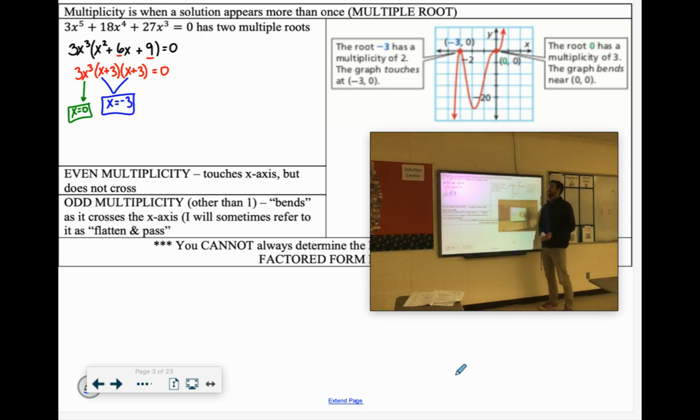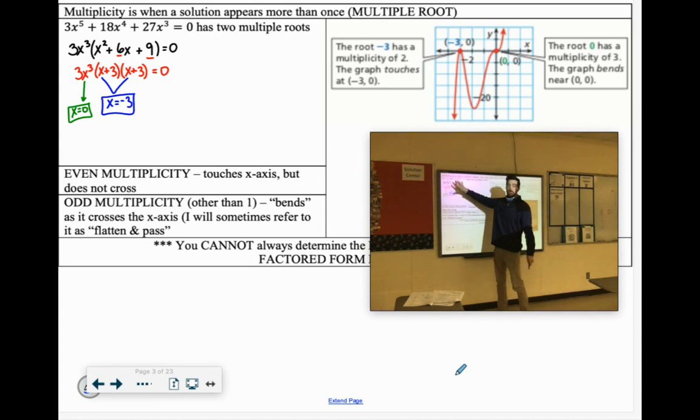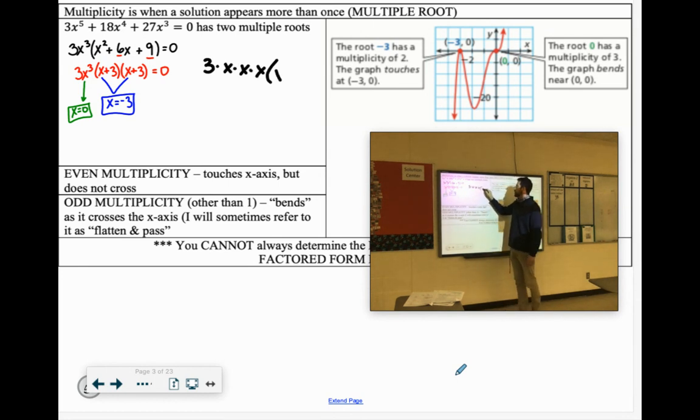Okay, so multiplicity is when a solution appears more than once. The example here is example 1. We already did it, and here it is in the factored form. But I want you to think, even if this was stretched out, 3x to the third is 3 times x times x times x. And then we had the x plus 3, and the x plus 3.